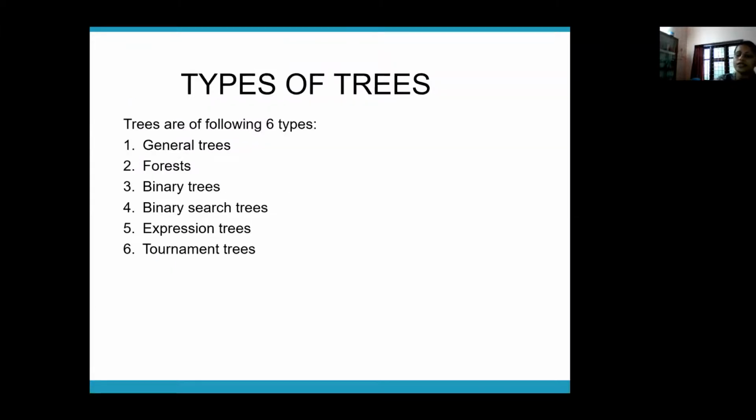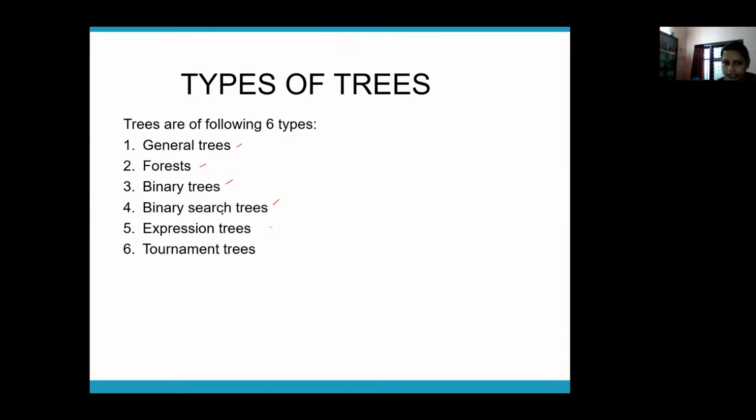Okay, so these are some of the important terminologies. Now let's proceed to the types of trees. There are different types of tree data structures, different types of trees which you can implement. Look at this. There are 6 common types of trees: general trees, forests, binary trees, binary search trees, expression trees, and tournament trees.